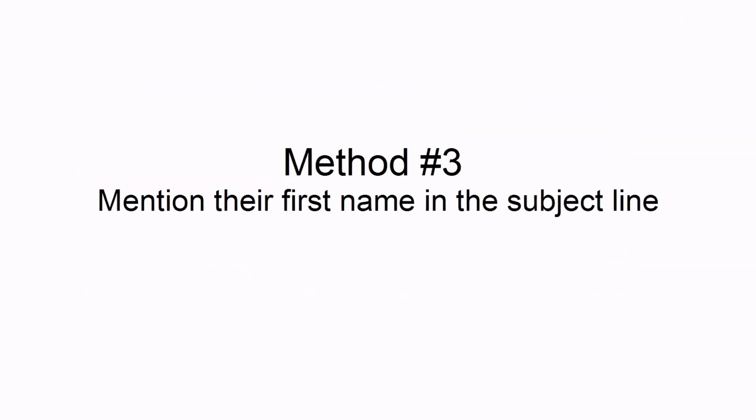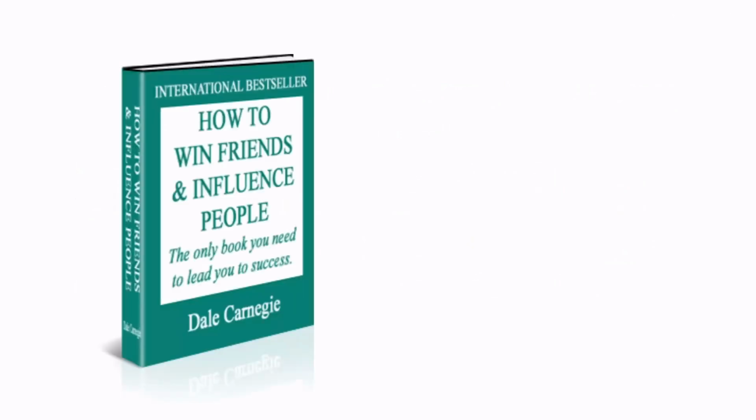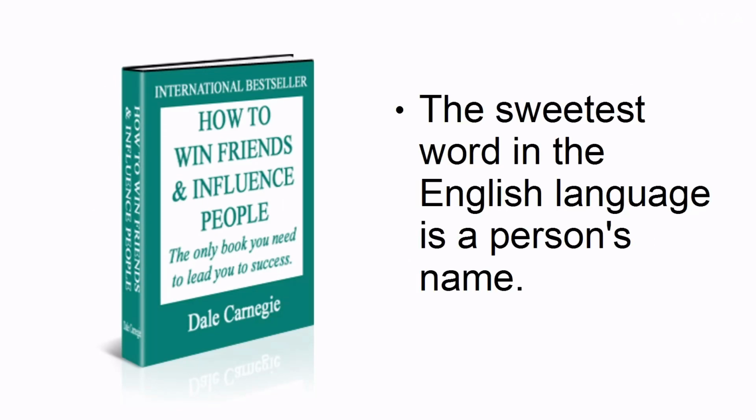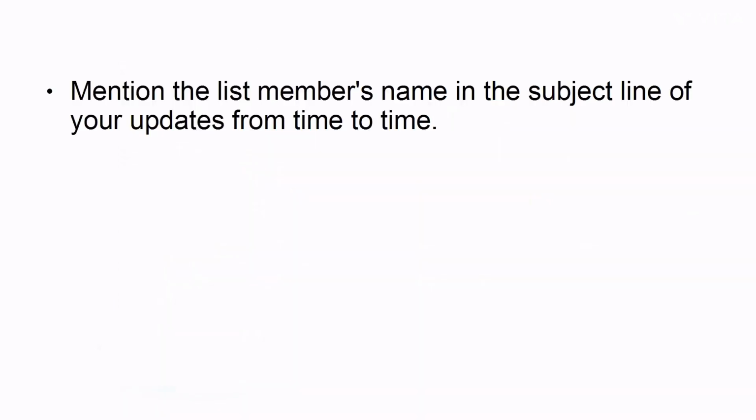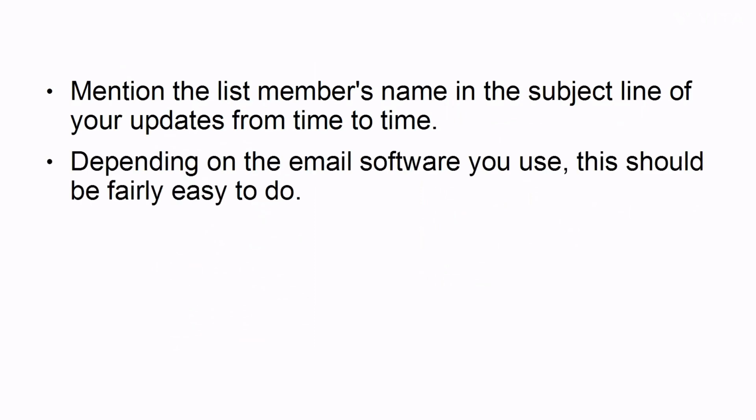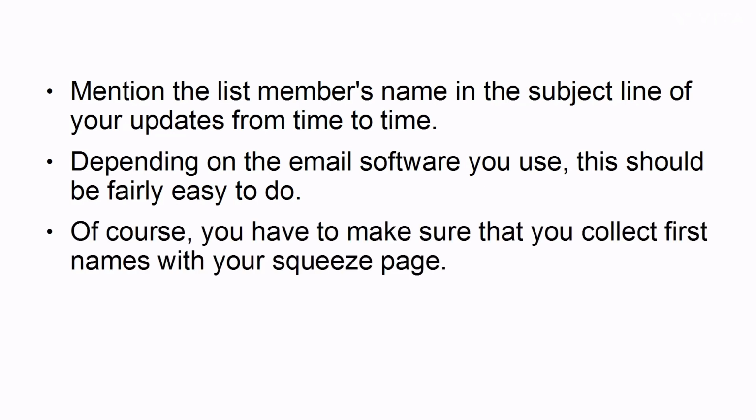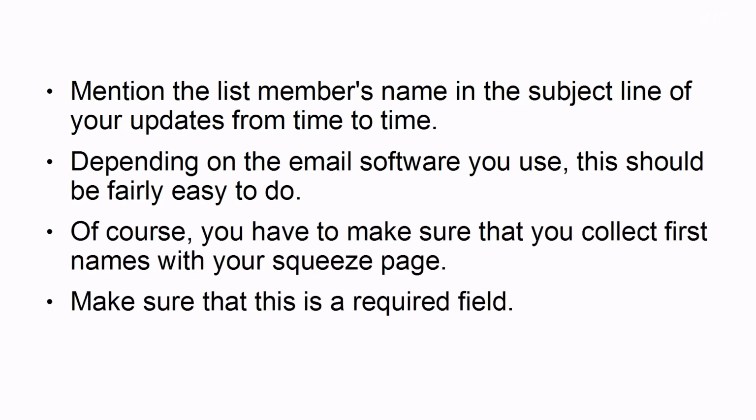Method number 3. Mention their first name in the subject line. Dale Carnegie, the genius who wrote How to Win Friends and Influence People, said that the sweetest word in the English language is a person's name. Mention the list member's name in the subject line of your updates from time to time. Depending on the email software you use, this should be fairly easy to do. Of course, you have to make sure you collect the first names with your squeeze page. Make sure that this is a required field.